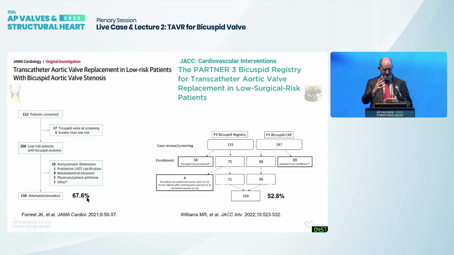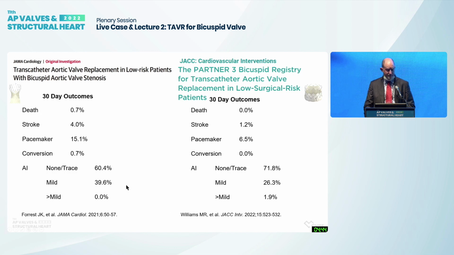So Dr. Grube was mentioning, should we have a randomized controlled trial? Only if we're going to enroll all the patients, which clinicians seem unwilling to do. But here's the data from these registries. This is the most contemporary data we have. 30-day data with the self-expanding, really pretty good.